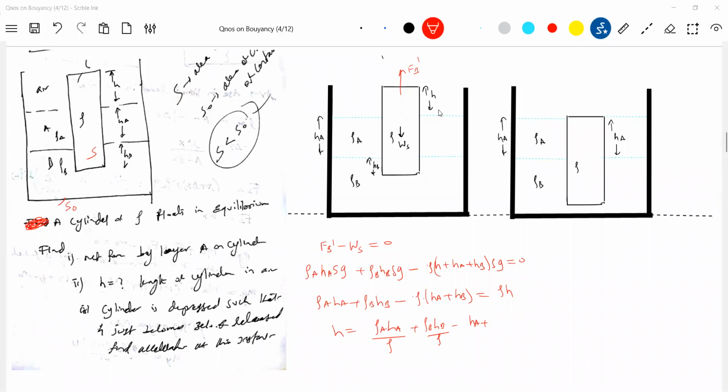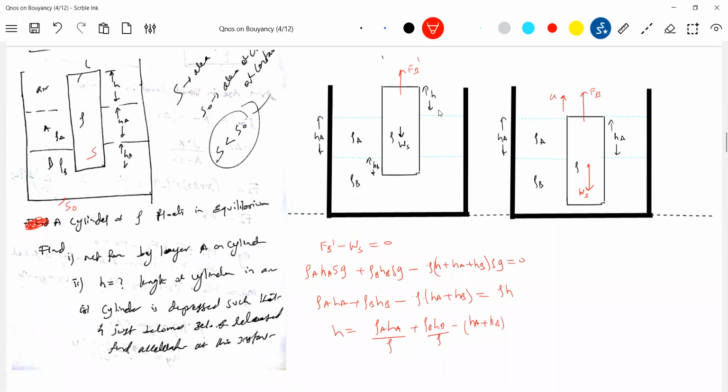HA plus HB, this will be. Okay, this is the expression for H. Am I right? So what is the height of the cylinder which lies outside the liquid? It is this much. Now I'm going to press it and release. How much will I press? Till H becomes 0. Then I'll release. So what is the acceleration of this one? What are the forces that will be acting? The buoyant force. Weight of the solid will not change. So the net force will be upward, and therefore it will have acceleration that we have to calculate.